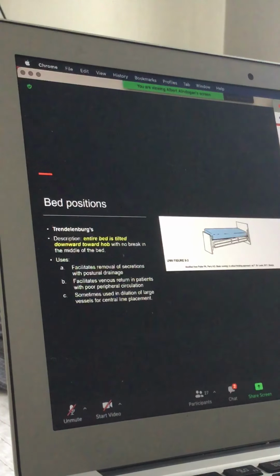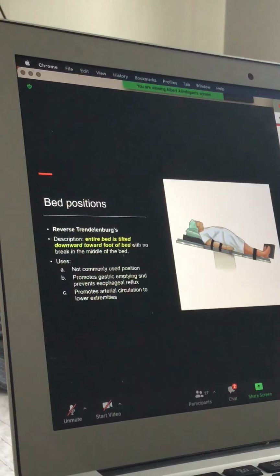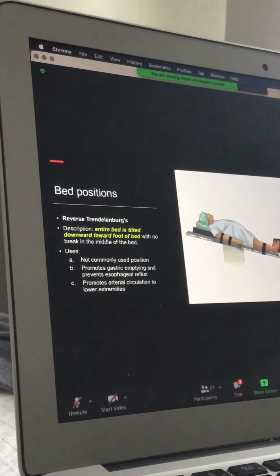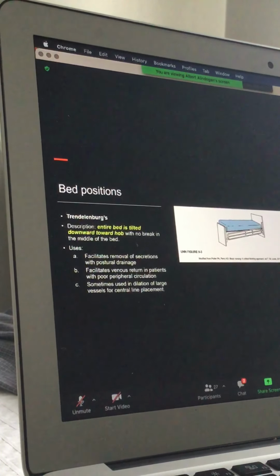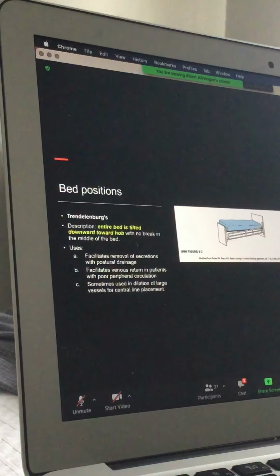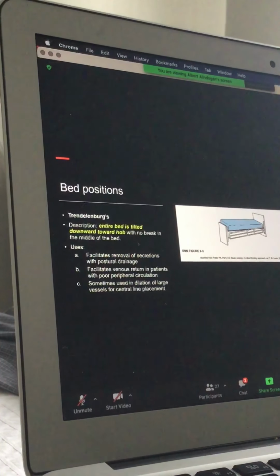What about a reverse Trendelenburg? The downward tilt is towards the foot, so you don't get confused. That's reverse Trendelenburg. This is Trendelenburg position. So when do we apply this one? Although this is not encouraged, especially in clinical practice now, there are a lot of controversies on this one as well. But it facilitates the removal of secretions with postural drainage.